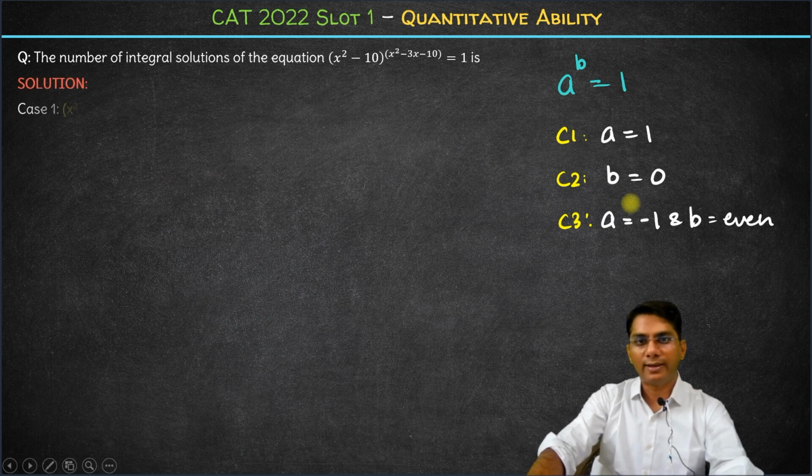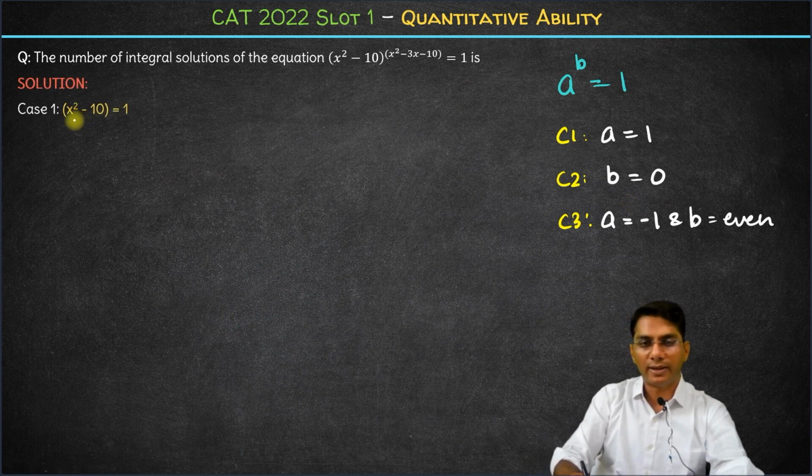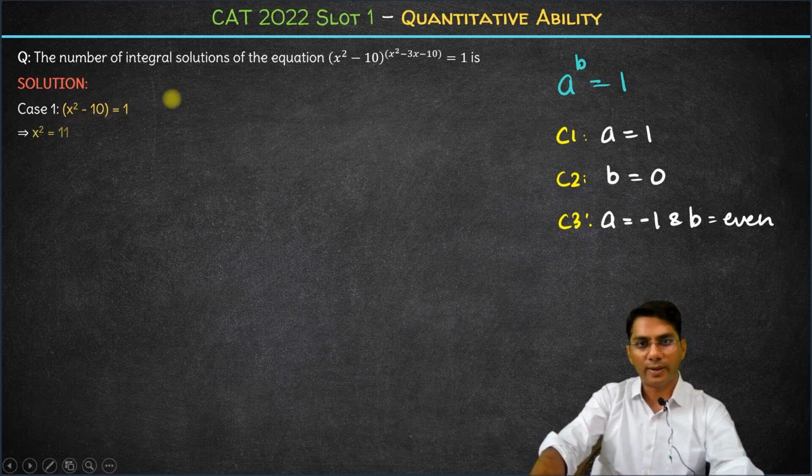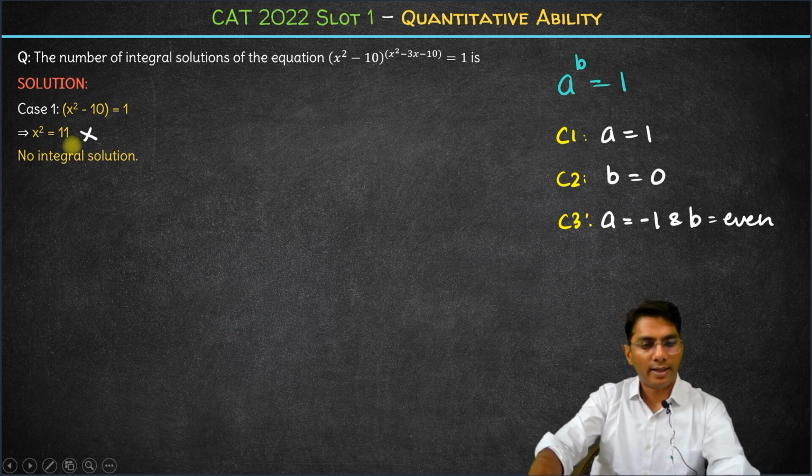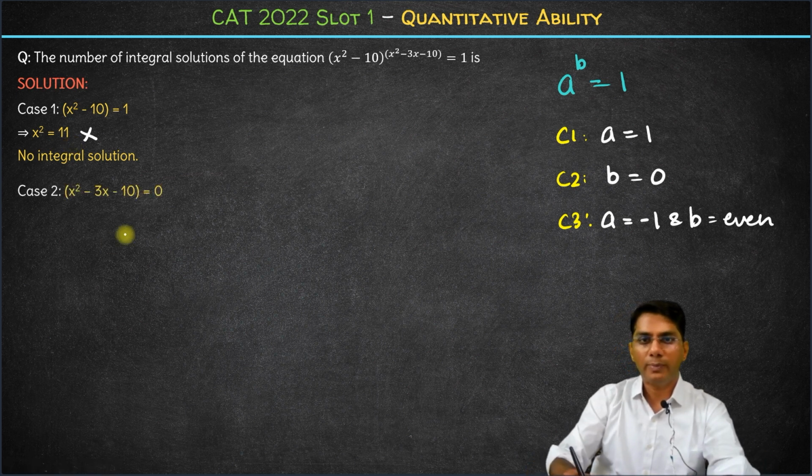So the first case here is when the base itself is 1. So x square minus 10 is 1. So this gives us x square is equal to 11. This gives us x is equal to plus minus root of 11. But since we are only looking at integral solutions, we will not accept it because x will not come out to be an integer from here. Okay. Now, next is case 2 when the power is 0.